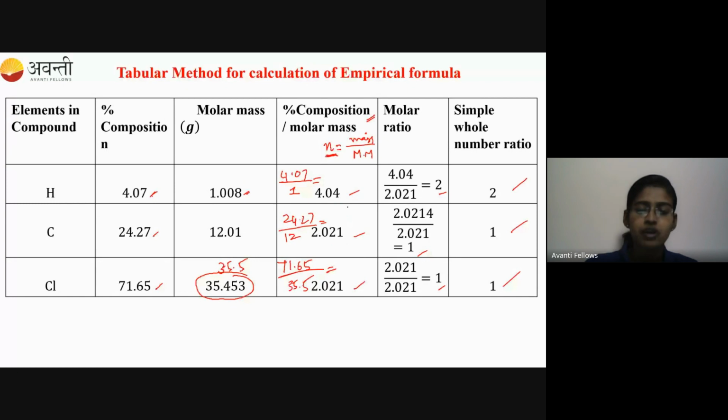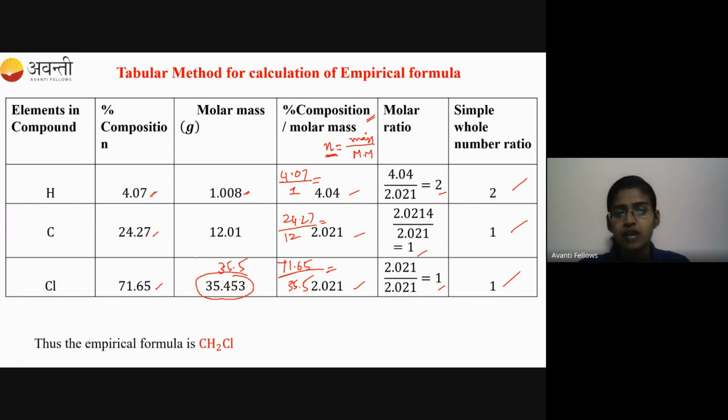So the empirical formula is CH2Cl. Now, if you see here, we have to find out the molecular formula also, right? So what was the molecular formula given in the question?